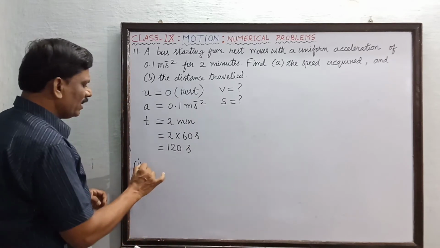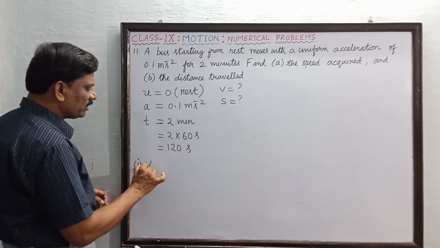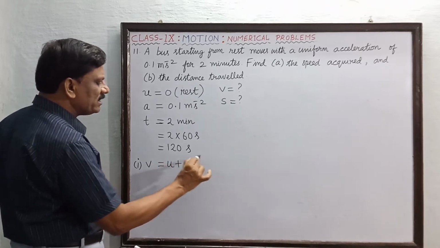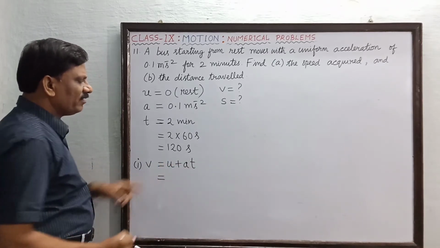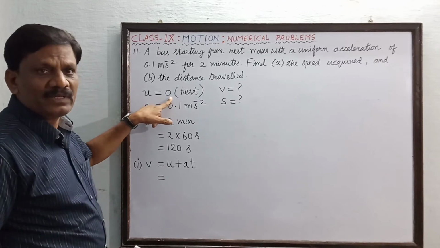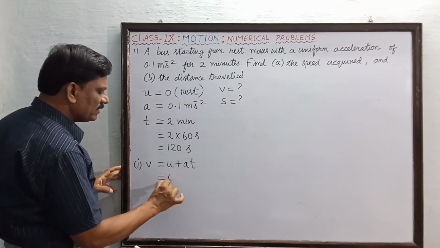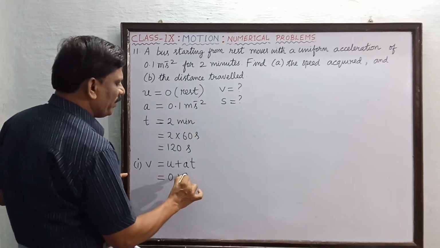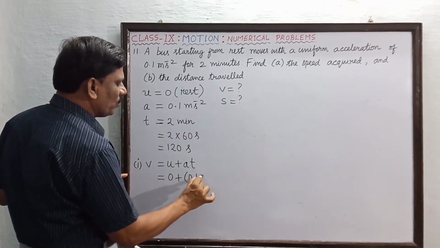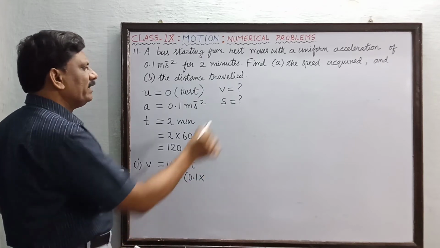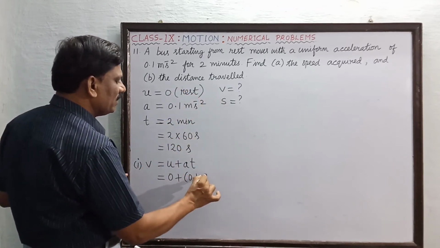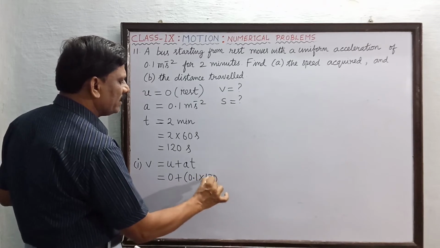Okay students, now we want to find out the final velocity. For that we are going to use the first equation of motion, that is v equal to u plus at. What is the value of the initial velocity u here? It is 0. So this is 0 plus acceleration 0.1 multiplied by t. The time taken t is 120 seconds. So this is into 120.